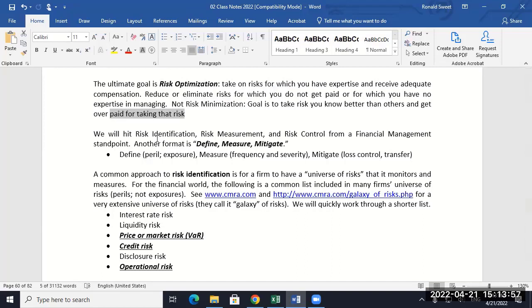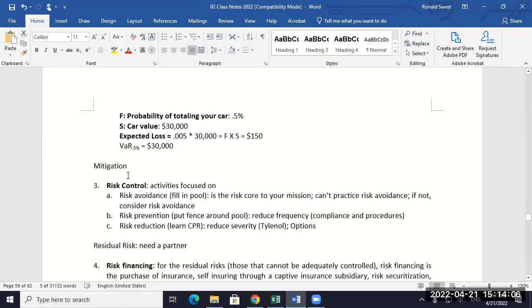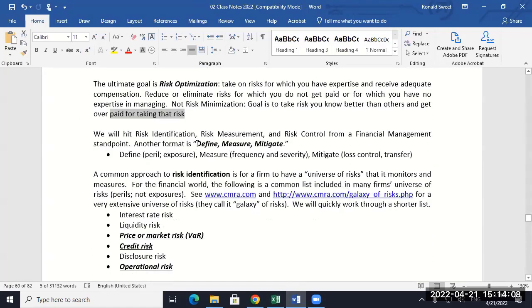Which means I've got to understand the risk. I've got to understand the payoff. I've got to make sure the return I'm going to get is going to compensate me for that. I take this entire risk process and I put it in 3 words: define, measure, mitigate. About 50% of my risk management class is define, measure, mitigate.